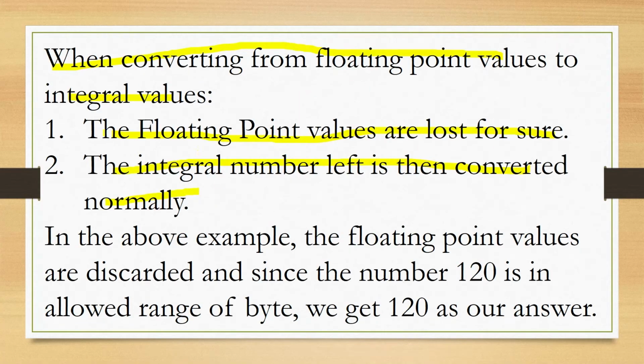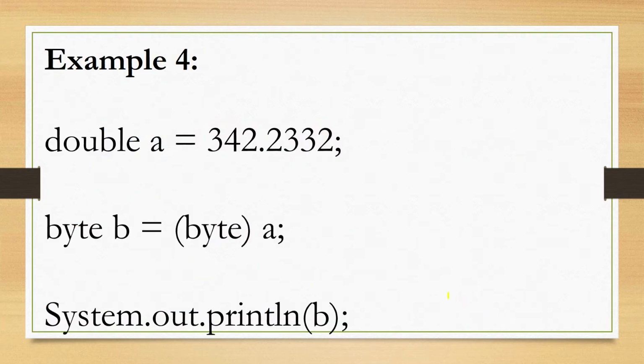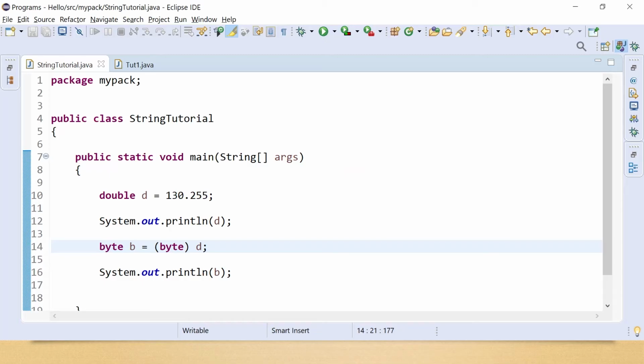So when converting, these 2 points are to be kept in mind: the floating point values are lost for sure, and the integral number left is then converted normally. In the above example, the floating point values are discarded. Then since the number 120 is in the allowed range of byte, we get 120 as our answer. And for this example, we saw that when we run this, this floating point part will be discarded and then this 342 will be converted to byte. So let's just see this.